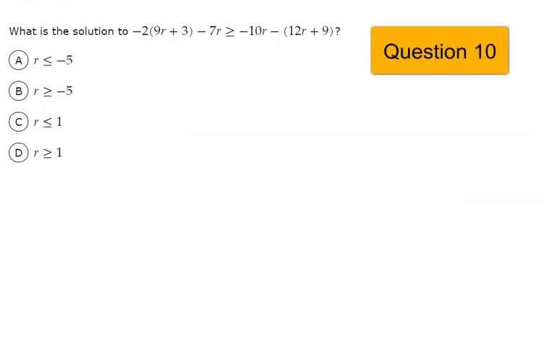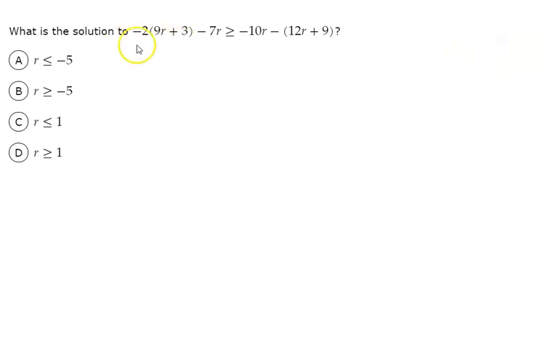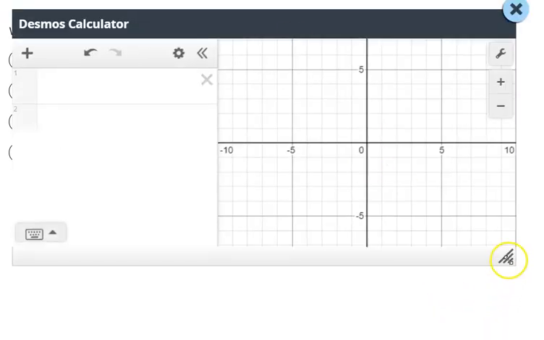What is the solution to negative 2 times the quantity 9r plus 3 minus 7r is greater than or equal to negative 10r minus the quantity 12r plus 9? To do this problem, you would use the distributive property. You would combine like terms. You would get all of your r's on the left and all of your numbers on the right. And then you would divide to get your r by itself. But before you choose an answer, be sure you type this in your Desmos calculator.